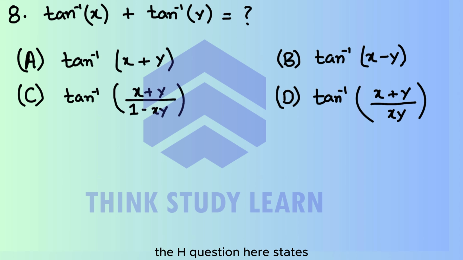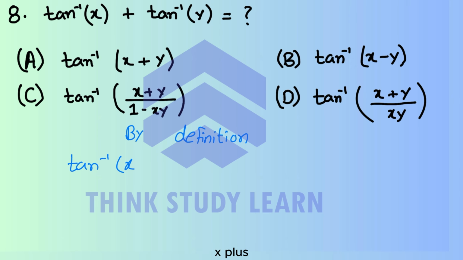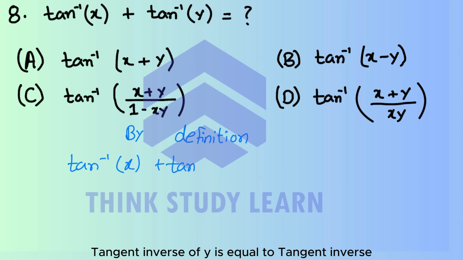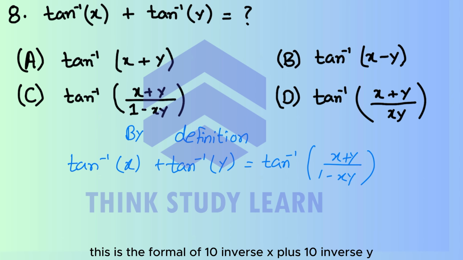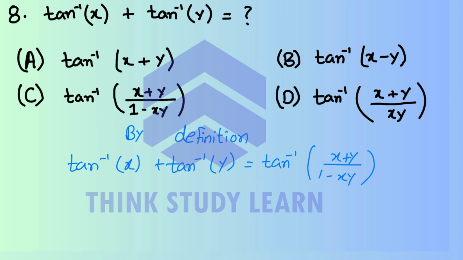The eighth question here states tan inverse x plus tan inverse y is equal to what? So we know that it is a formula by definition. The tangent inverse x plus tangent inverse of y is equal to tangent inverse of x plus y over 1 minus xy. This is the formula of tan inverse x plus tan inverse y. C option will be the right answer.